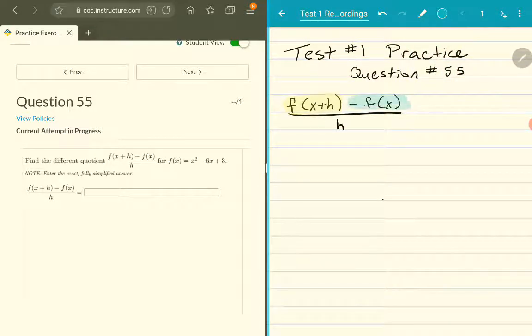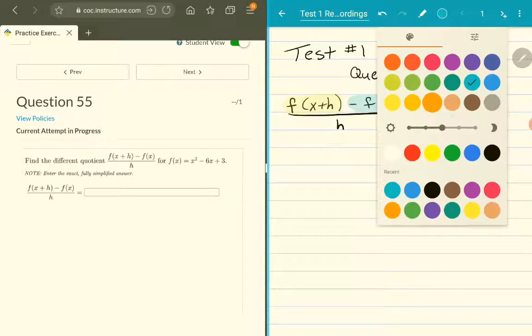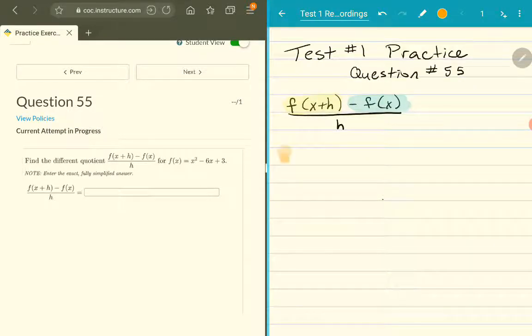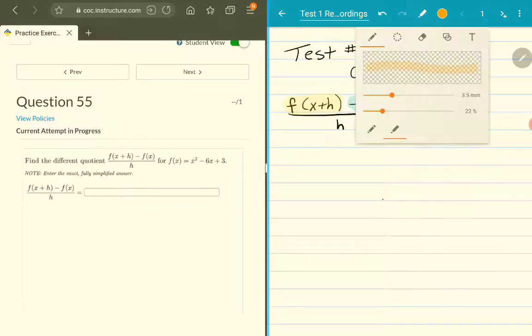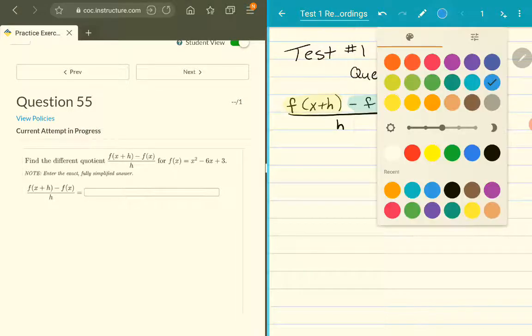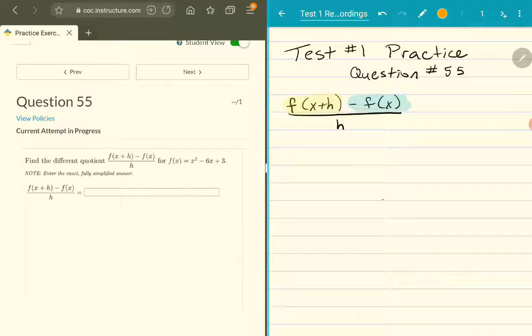the f of x. So I like to take that into two parts and then do that subtraction before I put it into the numerator. You can put it in the numerator first and then deal with it that way, but I like to keep my paper a little clean that way. So f of x plus h.